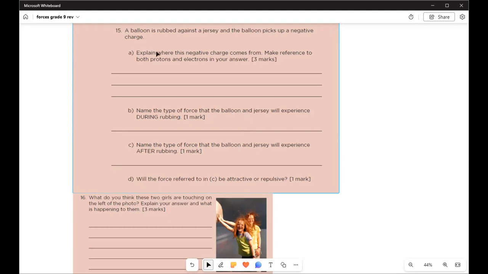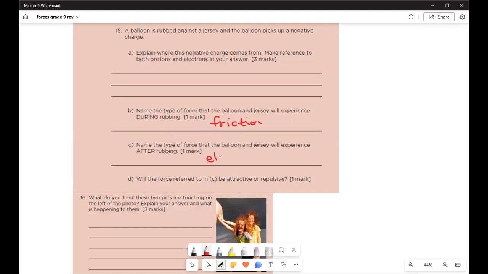Name the type of force that the balloon and the Jz will experience during rubbing. Remember, I said this is the frictional force, right? This is friction. Name the type of force that the balloon and the Jz will experience after rubbing. Now it's going to be electrostatic force.